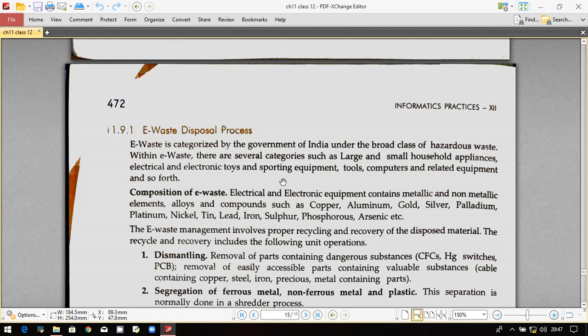Okay, so there have to be some tools or equipment for decomposing or disposing of this e-waste. Now the composition of e-waste: electrical and electronic equipment contains metallic and non-metallic elements, alloys and compounds such as copper and aluminum, all these beneficial metals. E-waste management involves proper recycling and recovery of the disposed material. The recycling and recovery includes the following unit operations.